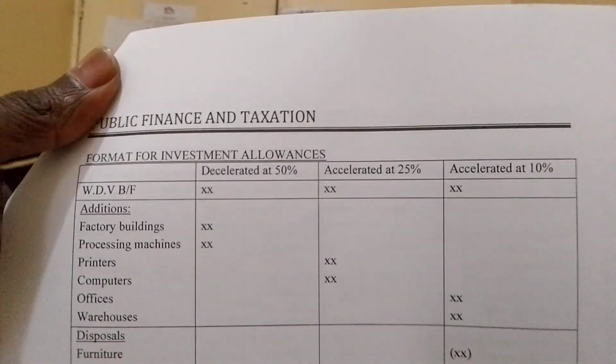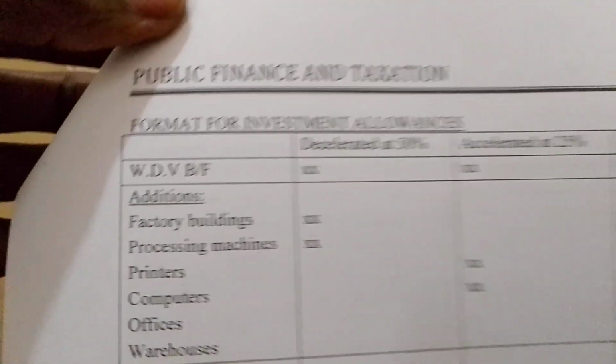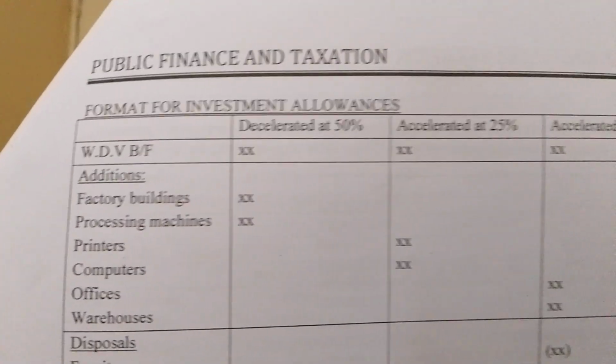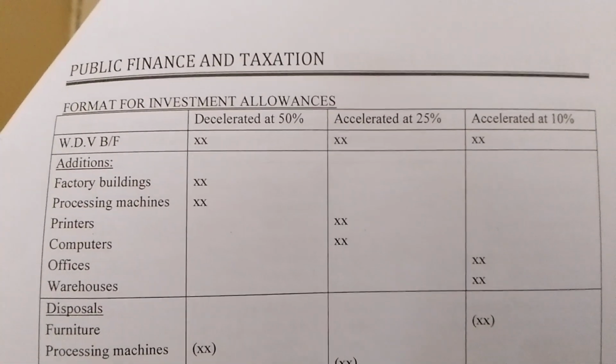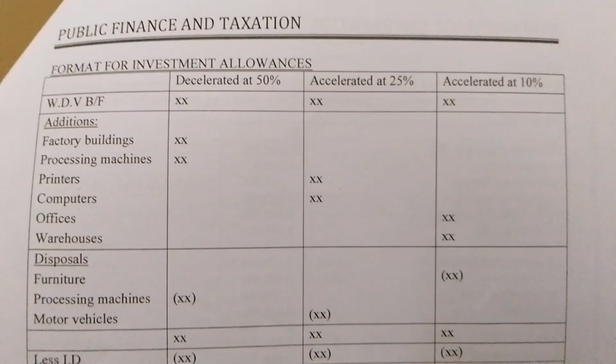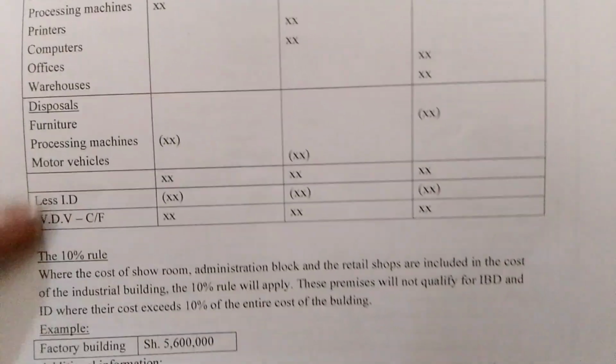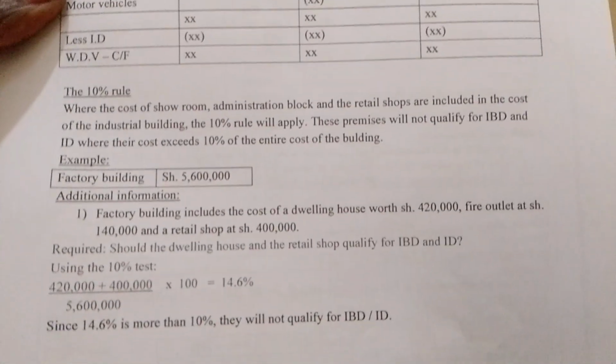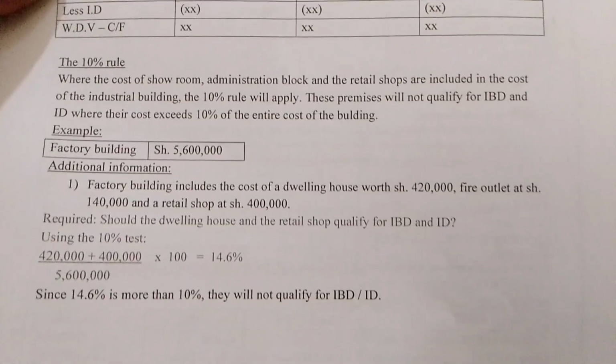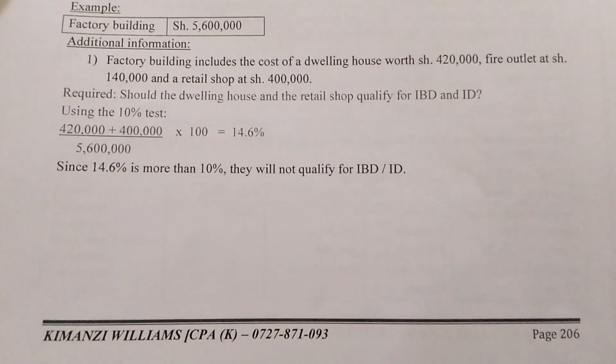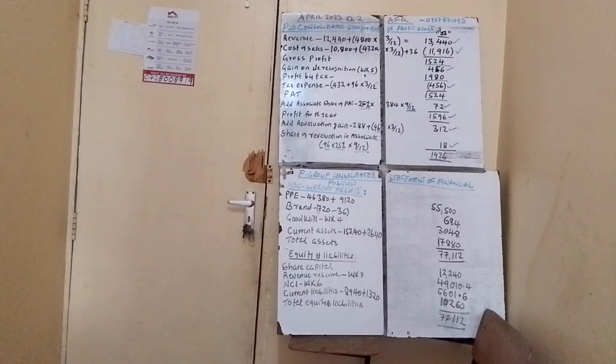So that is what we expect. That is what you'll be expecting. Format of investment allowances format. Okay, that's what we will be doing in our question. Now, finally, I just want to move to my question now.